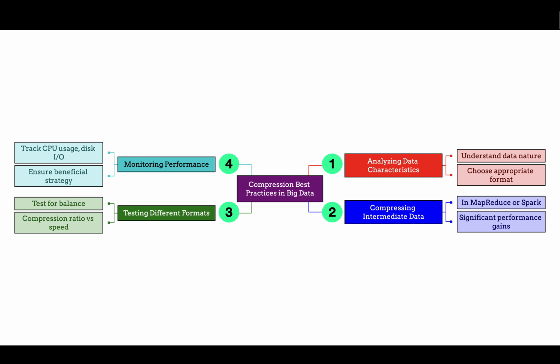4. Monitoring performance. Continuously monitor the performance impact of compression. This includes tracking metrics like CPU usage, disk I/O, and job execution times to ensure that the chosen compression strategy is beneficial.